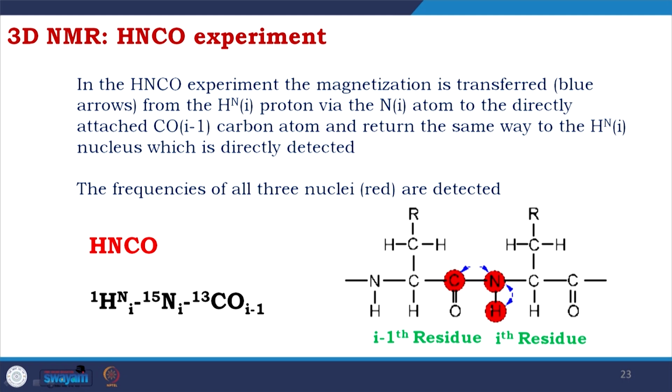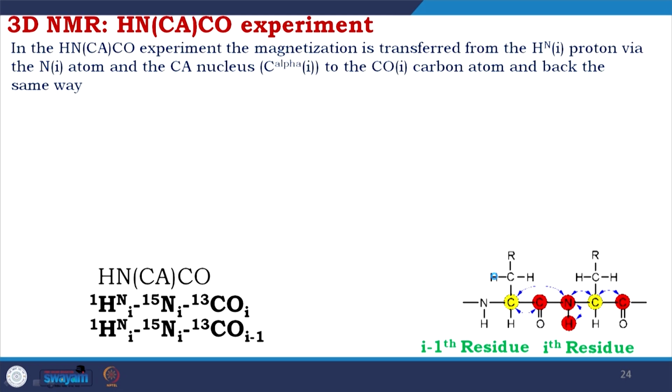The frequencies of all the three nuclei are detected. So if you see here, these are the three nuclei: this is the hydrogen, this is the nitrogen and this is the carbon. All three frequencies are recorded or detected. In the HNCACO, this is again HNC, and here you see the two carbons, which is C alpha. Okay. This C alpha, when you are going from there to there, you go through this, but its frequency is not recorded.